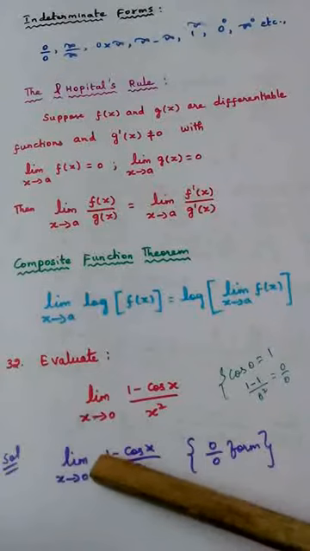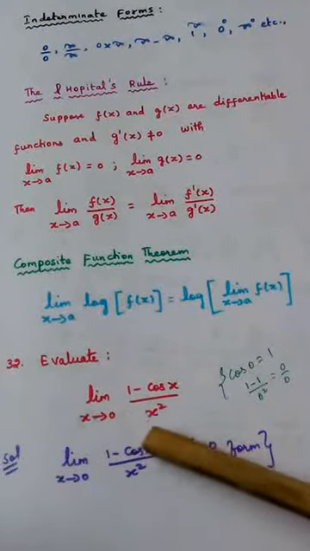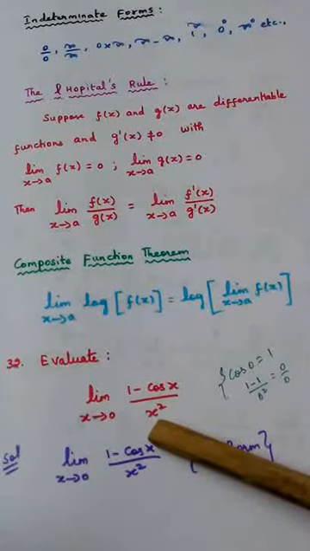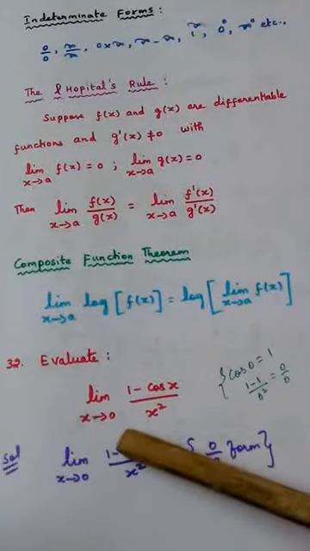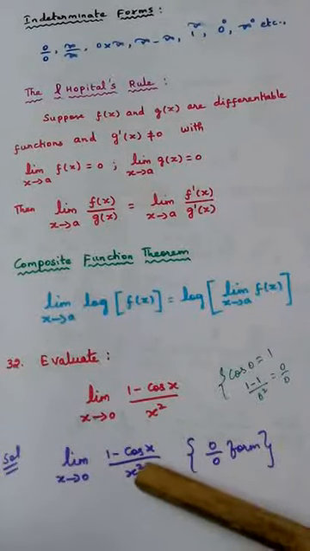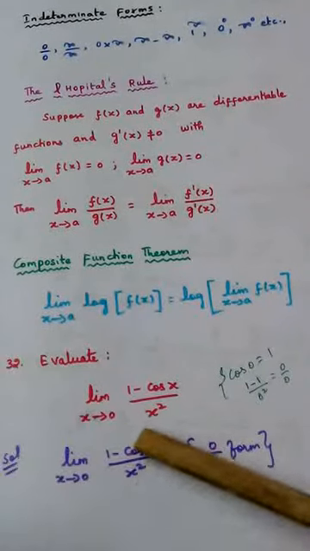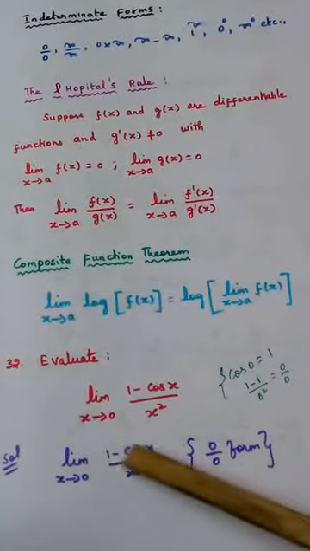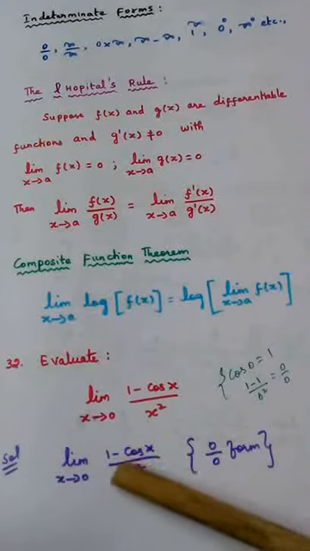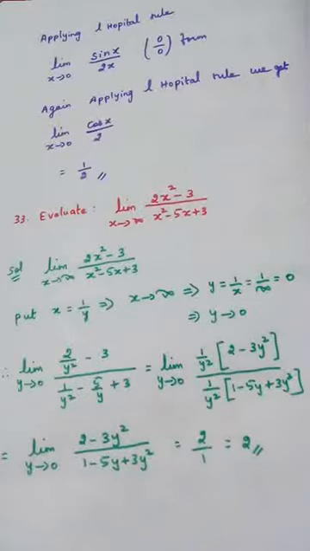What is the numerator? 1 minus cos x. Differentiation of 1 is 0. Cos x differentiation is minus sin x. Already 1 minus, so plus sin x. What is the denominator differentiation? X square means 2x. So when I differentiate numerator and denominator separately, numerator will have sin x, denominator will have 2x. Right? That is what I am going to write in the next line.